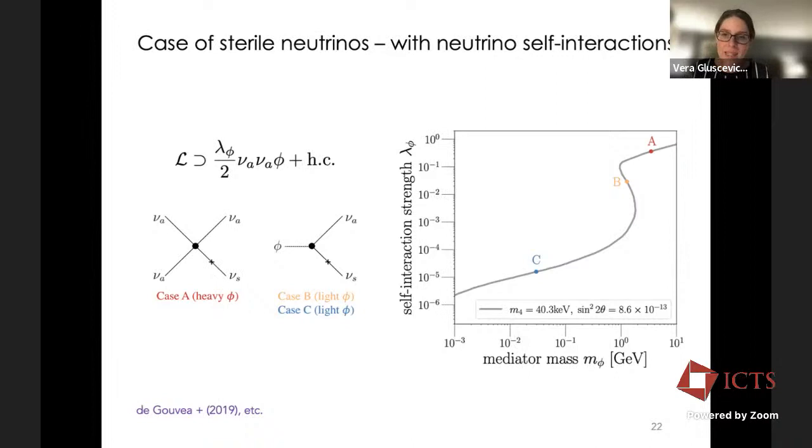And this gray line has three distinct regions where the production occurs. In case A, on the top right here, through a heavy mediator, where the mediator is heavier than a GeV, you have active neutrino scattering, which corresponds to the diagram on the far left. Or in cases B and C, you have a decay of an on-shell light mediator phi. And that corresponds to regions B and C in the plot on the right.